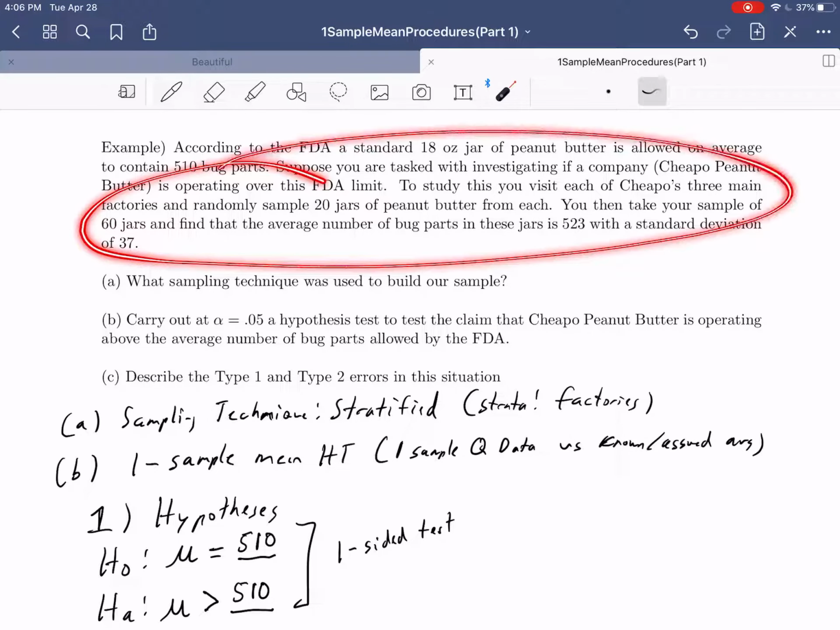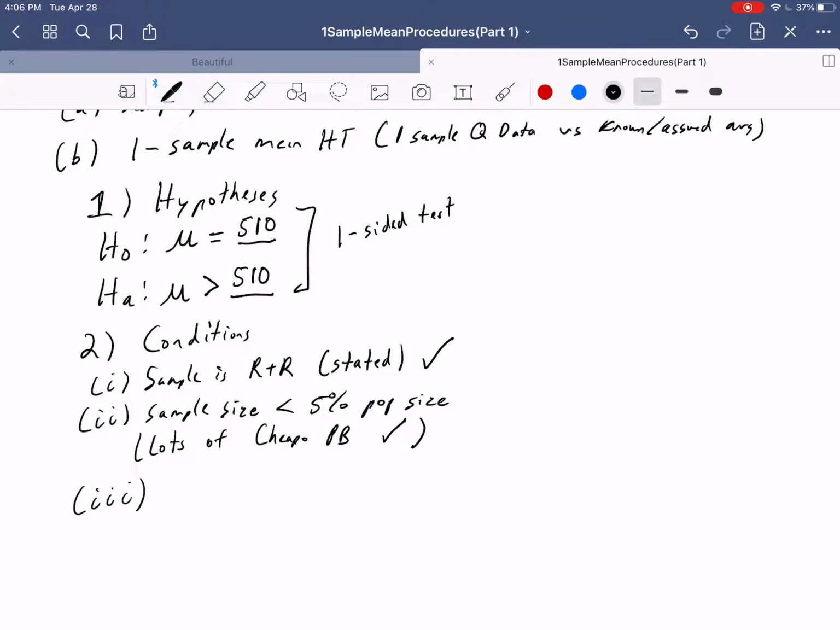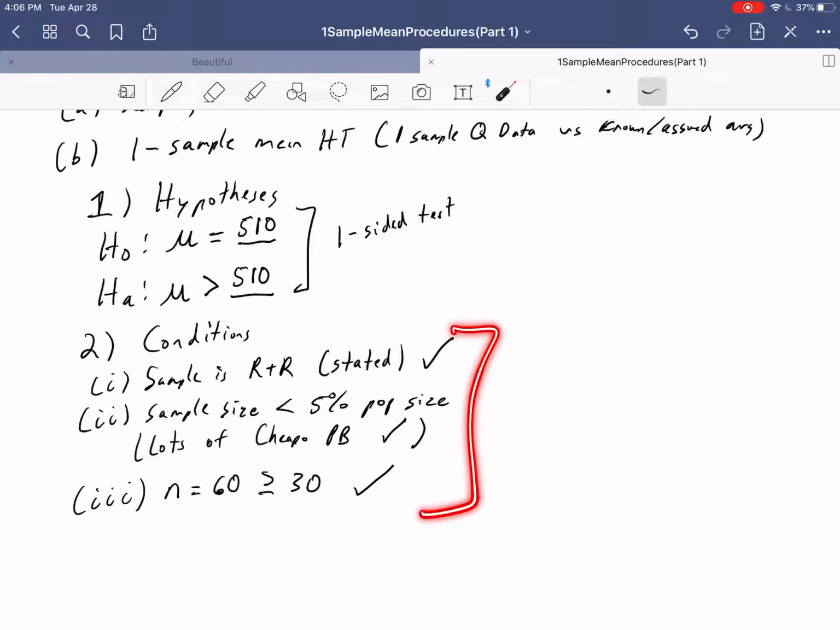Unfortunately, if you read through this, there's no mention of approximately normal in here. But luckily, we can use the other way of checking it. We know that our sample size, n, is greater than 30. So for condition 3, all we need to say is n equals 60 is greater than or equal to 30. So we're all good. So all 3 conditions are satisfied, so we can move on to the next step.